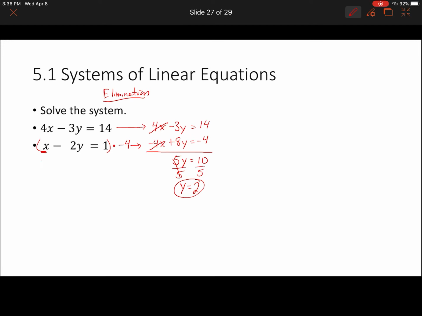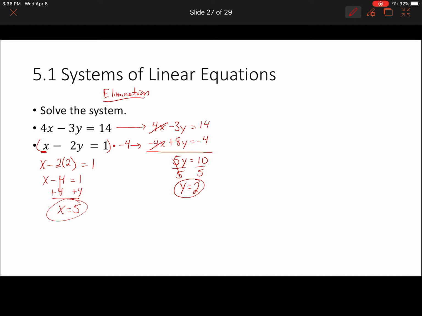So in that equation, I'm going to take the y value of 2 and substitute it in, and then just solve for x. And so this is x minus 4 equals 1. And we'll add 4, and we'll get x is equal to 5. Well, there's my x value.